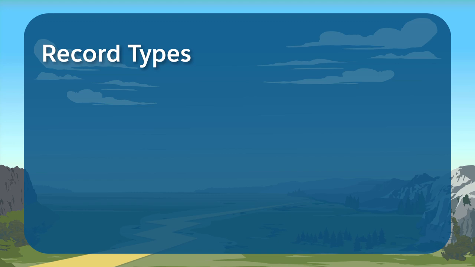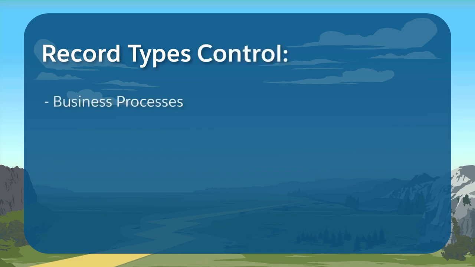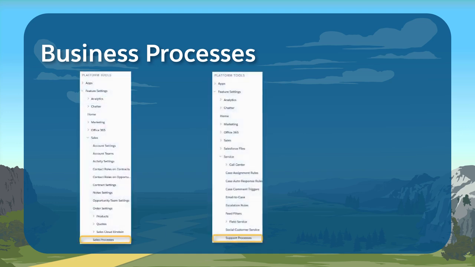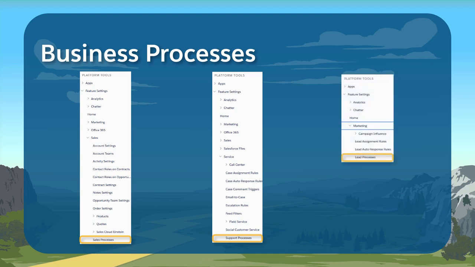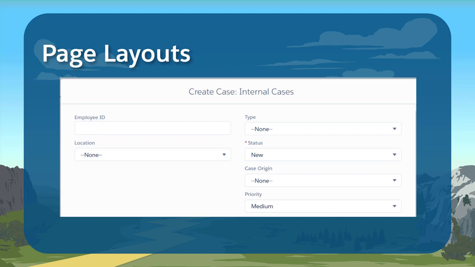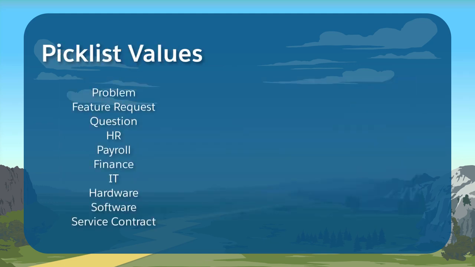They're incredibly versatile tools that help you collect and manage data about an object. Record types control three things: business processes, page layouts, and pick list values. Business processes are represented by special pick list fields that capture the life cycle of a standard object, such as an opportunity, case, or a lead, or a life cycle of a custom object. Page layouts let you select and organize groups of fields related to an object. Pick list values are the lists of choices that you define when you create a pick list field.